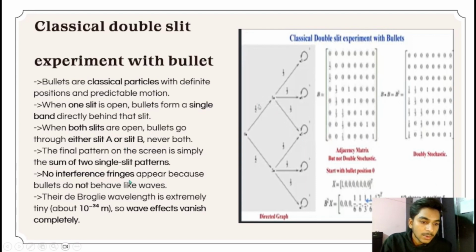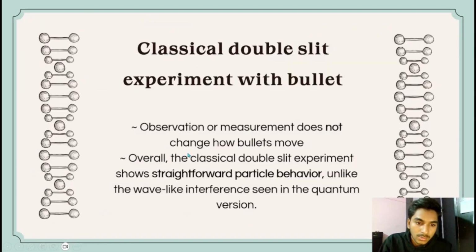Now, coming to the overall picture, the classical double slit experiment shows straightforward particle behavior, unlike the wave interference seen in the quantum version. So the bullet shows particle behavior, not wave behavior.